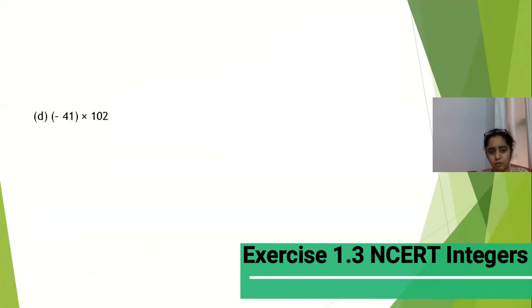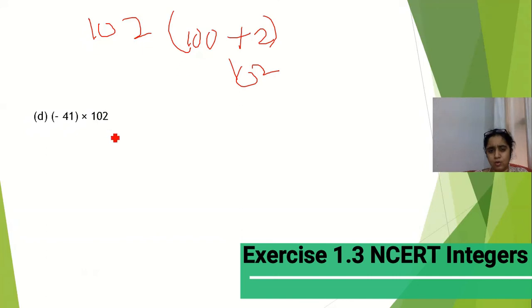Now we will do the fourth part, that is minus 41 and 102. In this question we have to think about all the properties, that is closure, associative, distributive and commutative. So I have to make this number just like, can I write 102 like this, 100 plus 2? Because if you solve this bracket, you will get the same answer, 102. So I will write 102 like this, 100 plus 2, because I want to make the number so that it can match with some properties.